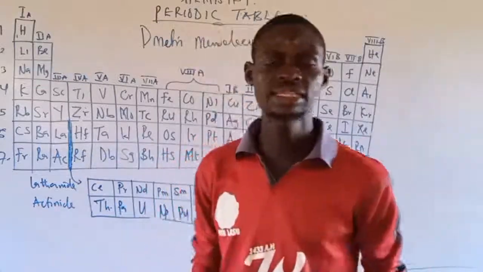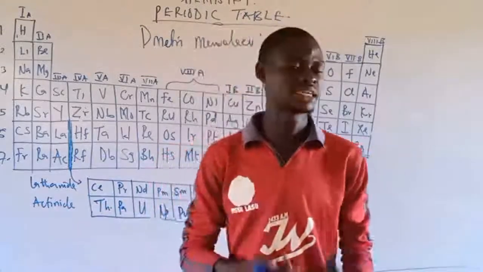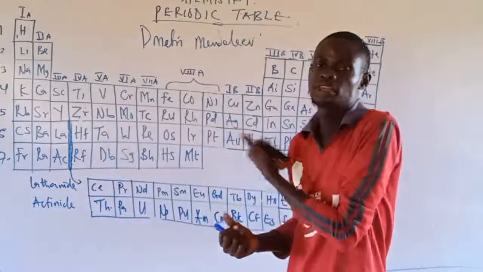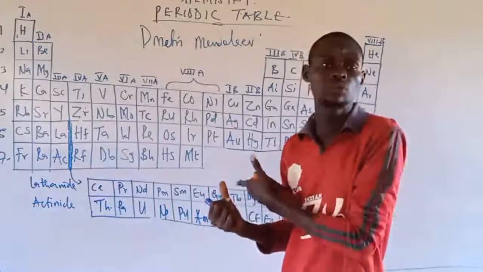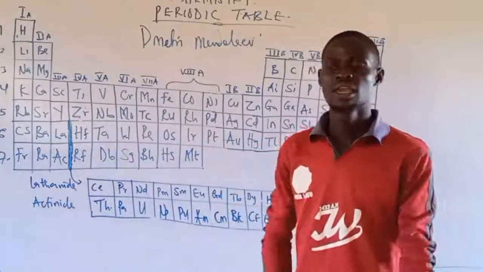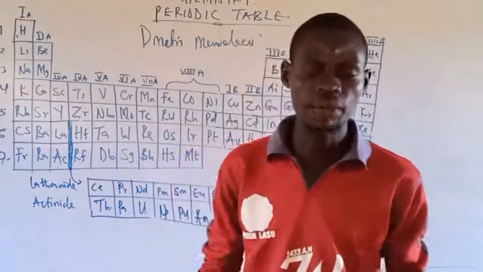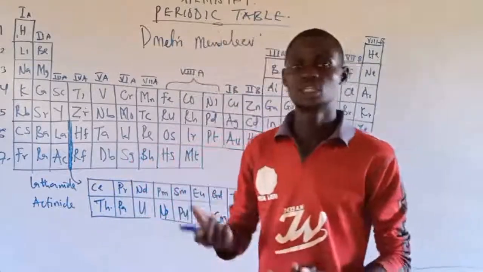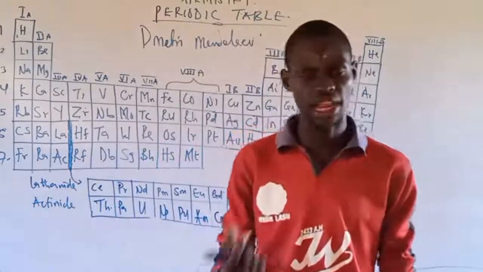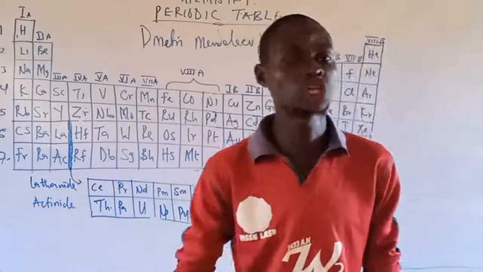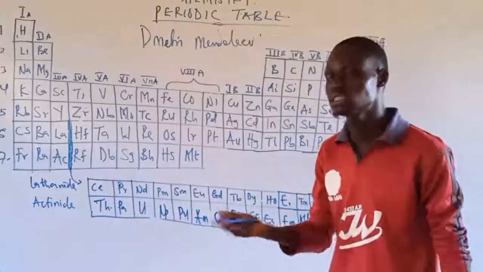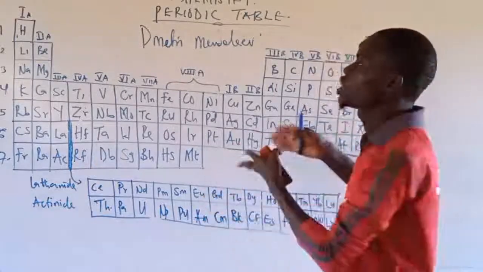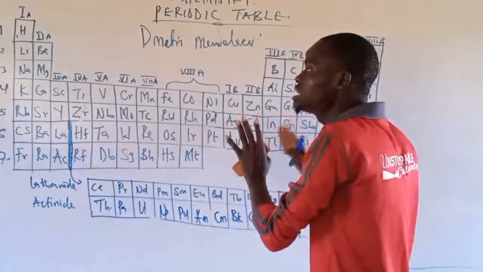So a scientist known as Henry Moseley tried to restate the law, and his law is what built up the modern periodic table we are using today. What does his law state? His law states that the physical and the chemical properties of elements in the periodic table are a periodic function of their atomic number. That means they depend on their atomic number. That was what Henry Moseley explained. So that is what is known as the modern periodic table that we are using today.